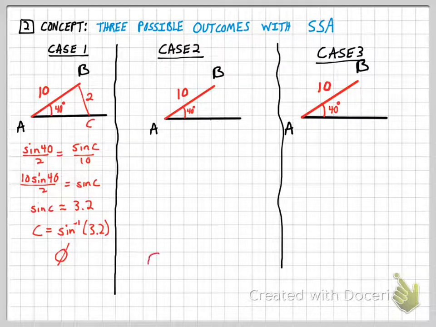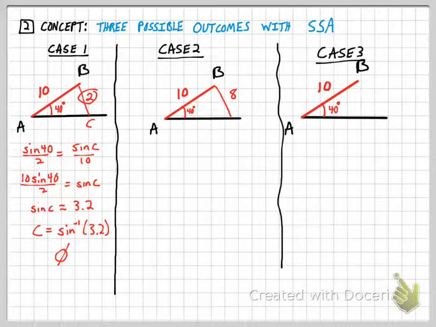If I go back up to my picture, what I've encountered is a scenario where the side, 2, is too small to create a triangle. If I drew that to scale, it would make sense that the length 2 is not going to reach. So sometimes with side-side-angle, you end up with no solution or no triangle. Let's take a look at 8.